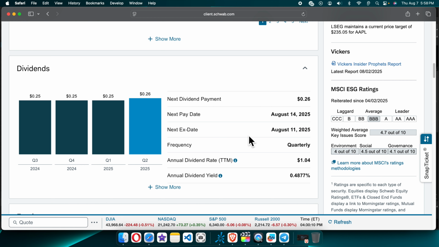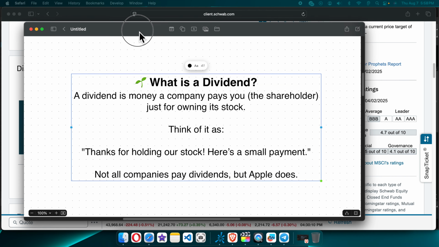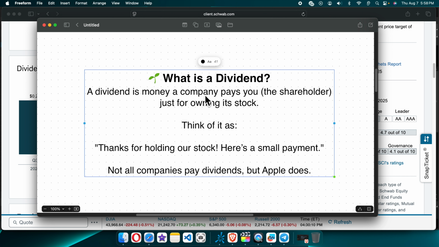So how will it happen? I'm going to show you on a small slide. Some people don't know what a dividend is, so I'm going to show you that. It is actually money that the company pays you. We can put it this way: a dividend is money the company pays you just for owning the stock. That means you are the stock shareholder, right?